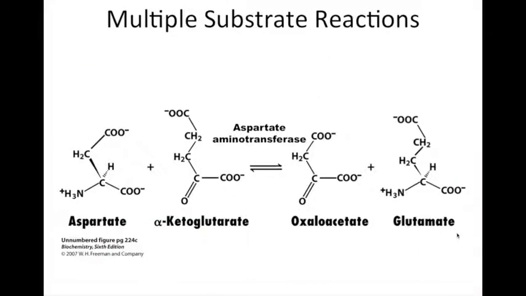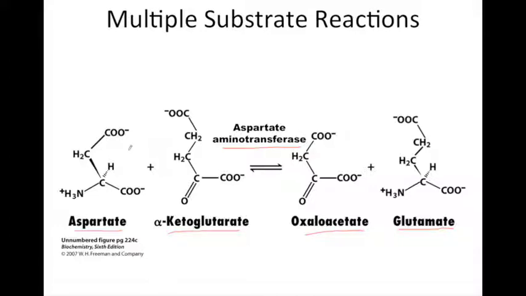Let's use an example of aspartate aminotransferase. This is an enzyme that follows this ping pong mechanism. And what it does, it binds aspartate and alpha ketoglutarate, and it converts aspartate into the molecule oxaloacetate, and it converts alpha ketoglutarate into glutamate.